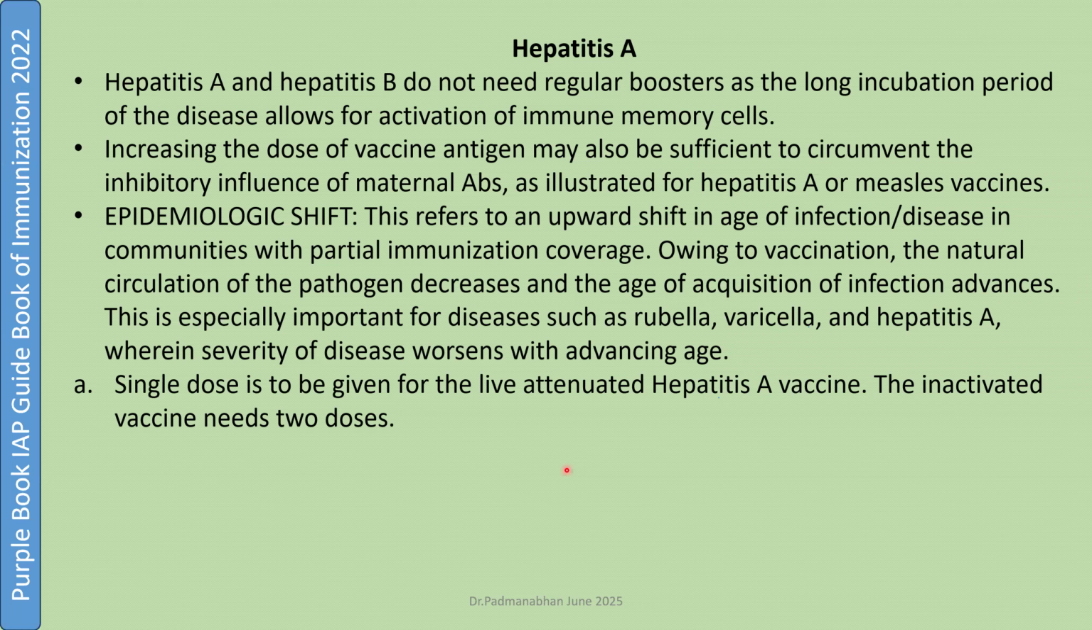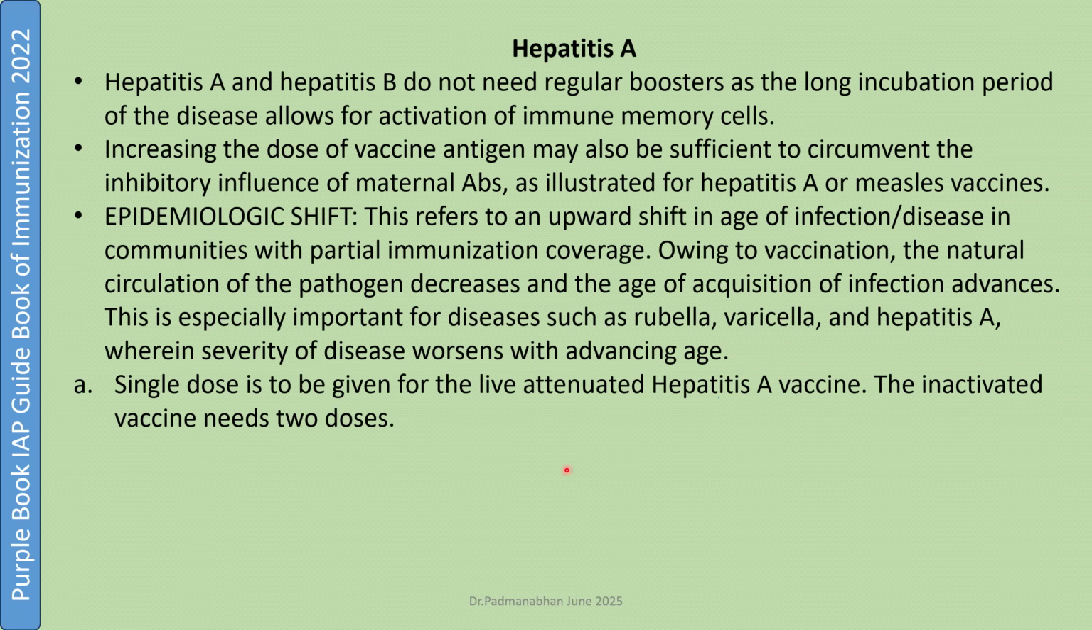A single dose is given for the live attenuated hepatitis A vaccine. The inactivated vaccine needs two doses. Our concept when we were students was that a live attenuated vaccine, single dose is enough. But now we are giving multiple doses for most viral vaccines, MMR, everything. Nowadays, for typhoid vaccine, now it's a killed vaccine, they are advising a single dose. Human papillomavirus, now it's a subunit vaccine, DNA. We will come to that later. They might even advise a single dose.